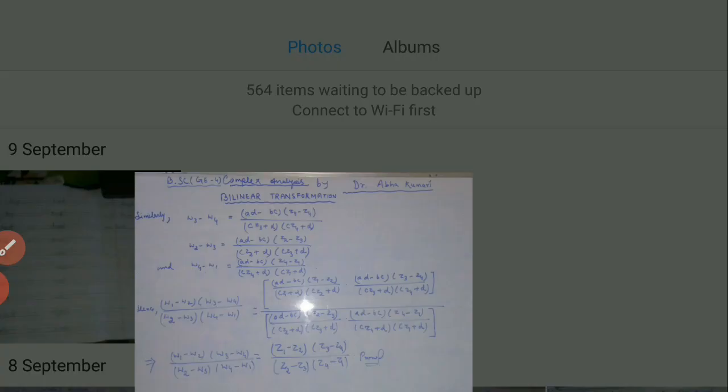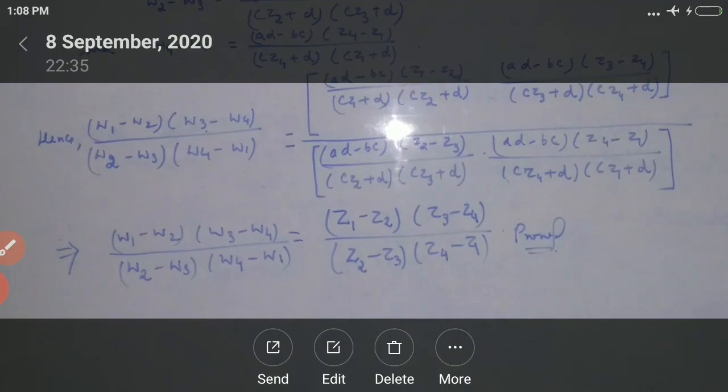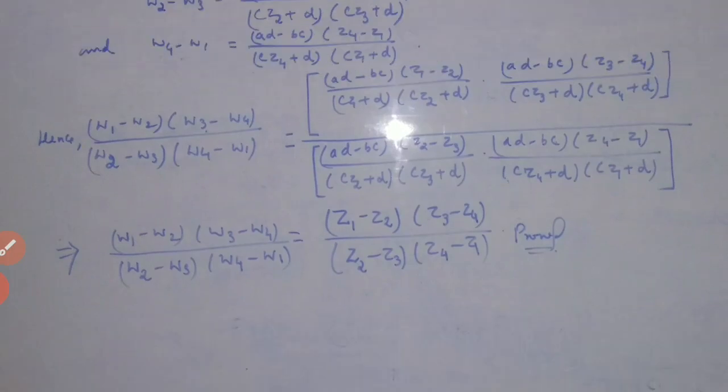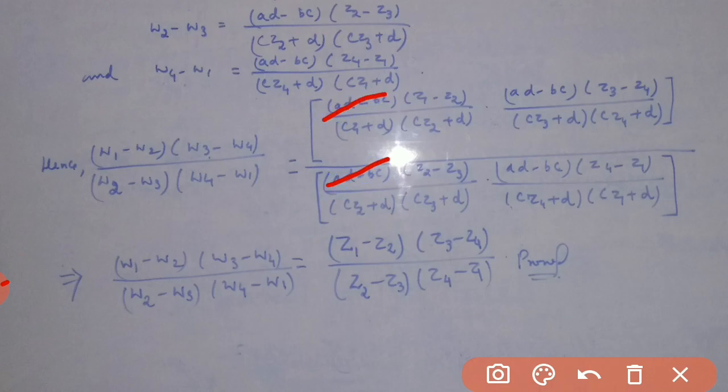Now you see all these values, we are going to cancel the values here. We are cancelling the values of AD minus BC, and then we have AD minus BC. There's Z1 minus Z2, Z3 minus Z4, and thereafter we have this one. So now we are going to cancel all these values. So AD minus BC is cancelled, AD minus BC, AD minus BC, AD minus BC. Okay, and then we are left with the values.